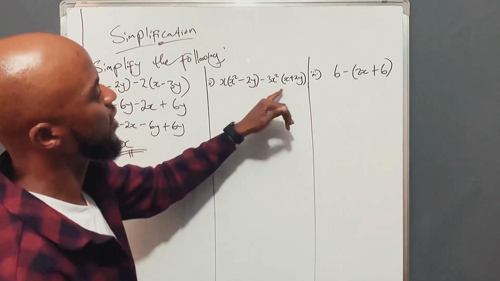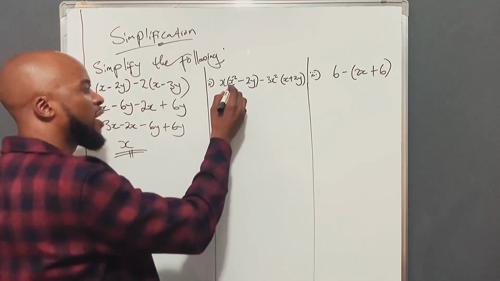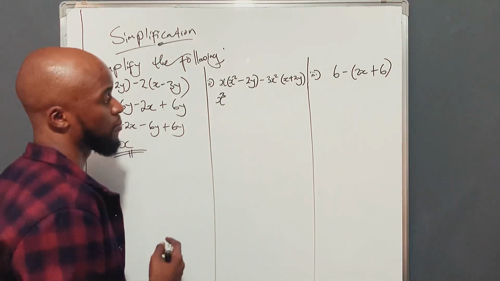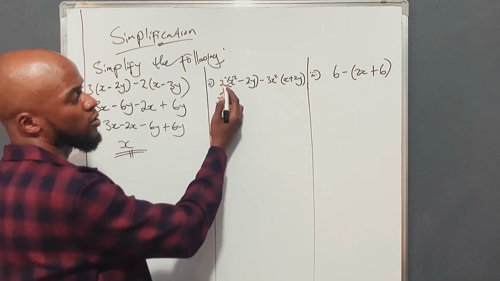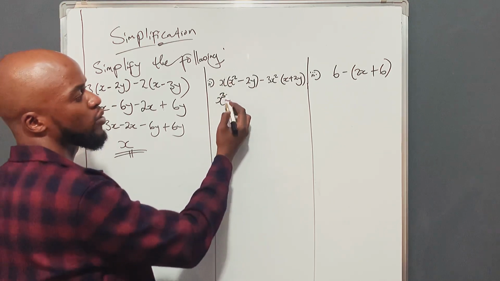We want to simplify this. So x will break the bracket. So x times x to the power 2 is x to the power 3. Yeah? X to the power 3. Here there's an invisible 1. So if they're the same, you're going to add the powers. So 1 plus 2 is 3.